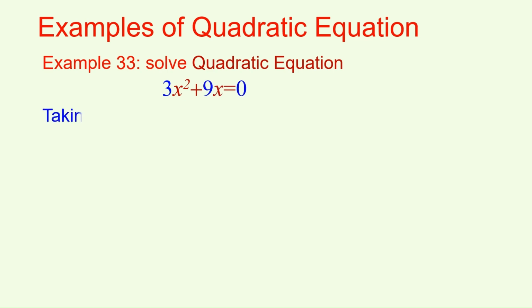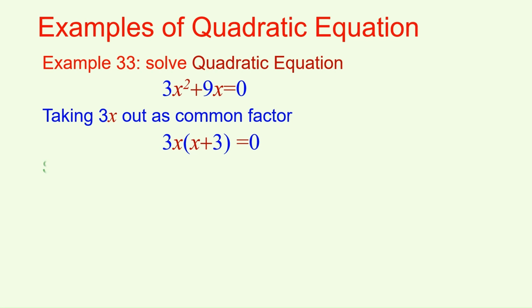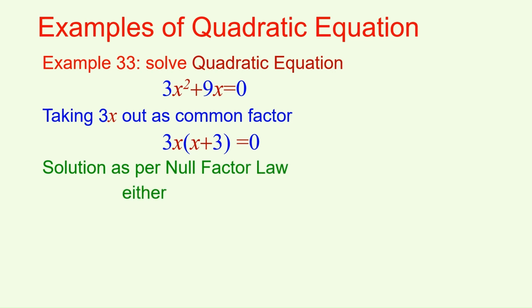Example 33. Solve quadratic equation 3x squared plus 9x equals 0. Note here 3x is the common factor in the equation, so 3x times (x plus 3) equals 0. Solution is as per null factor law. Either 3x equals 0, therefore x equals 0, or x plus 3 equals 0, therefore x equals minus 3.